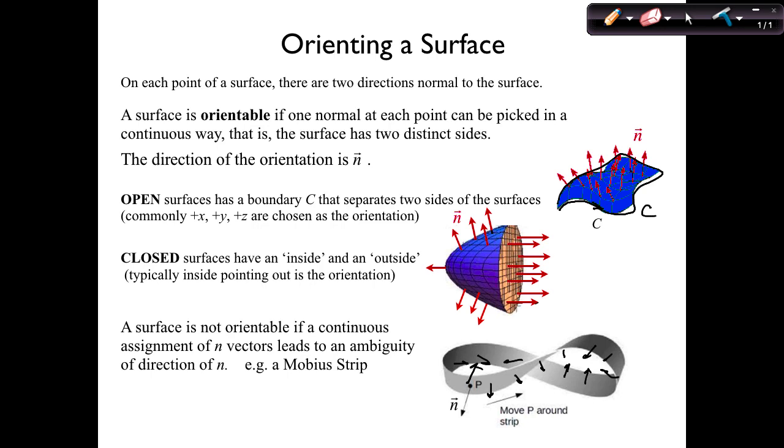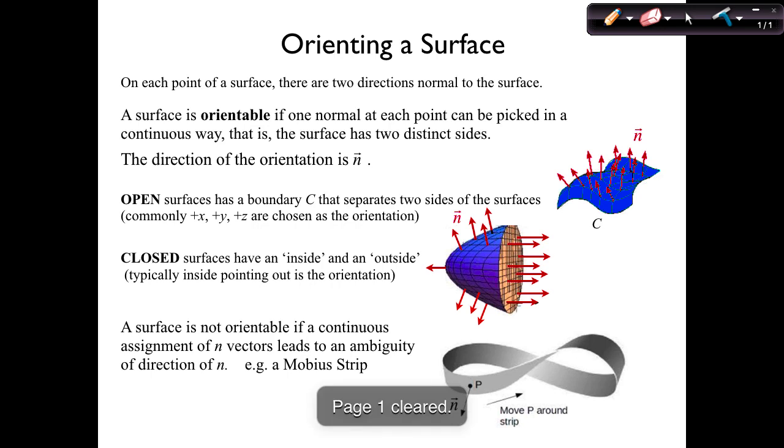So I cannot pick an orientation in a continuous way, because when I came around, I got the opposite. Once you're on one side and you move around, it'll consistently point one way, and when you're on the other side of the surface, you move around, it'll all point the other way. Does that make sense? Okay. Other questions? Okay. So that's what orienting a surface is about.